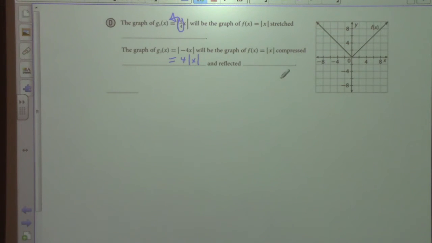I don't know what the book writers meant for it to do. I think they meant to say stretched horizontally, but really this becomes a vertical compression when you put it outside. This becomes a vertical stretch when you take it out there. Anyway, they meant to say compressed horizontally by a factor of 1/4. I don't know how they say it, but just watch out for that.